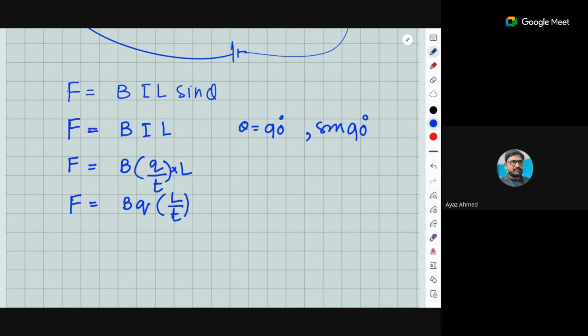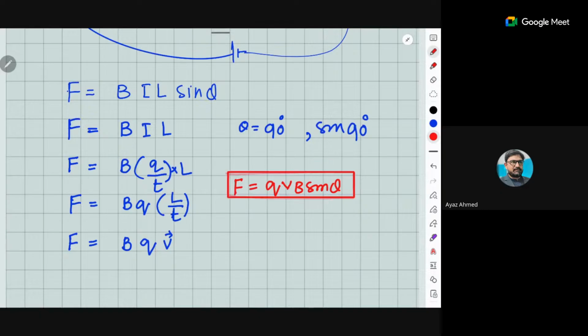Is it clear to everyone? So distance traveled by the object per unit time is the velocity. So I can simply say that this F is equal to BQ into velocity. So in this situation, you got a new equation: the force on a charge which is placed in a magnetic field is equal to QVB sine theta. Got it? This is the equation which will help you understand the concept.